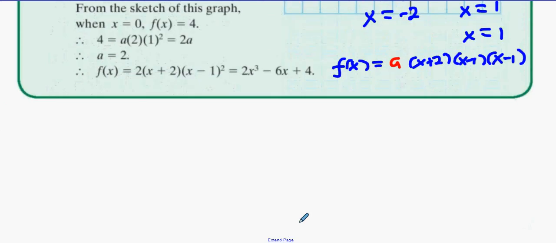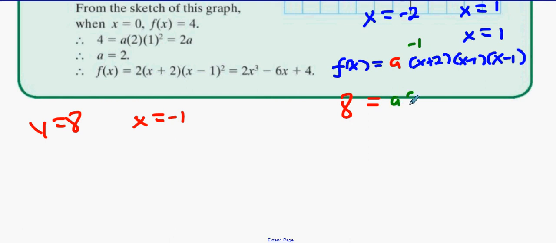Let's go down here. y equals 8 when x equals -1. Replace in -1 and what do we get? What's -1 plus 2? 1. What's -1 minus 1? -2. What's -1 minus another -1? 0. What happens when you multiply all this out?